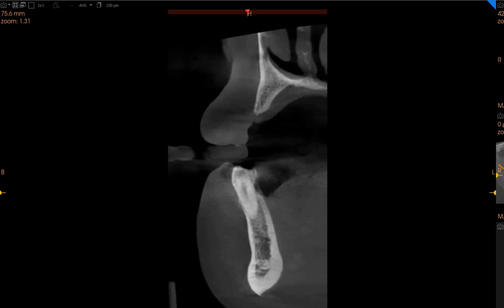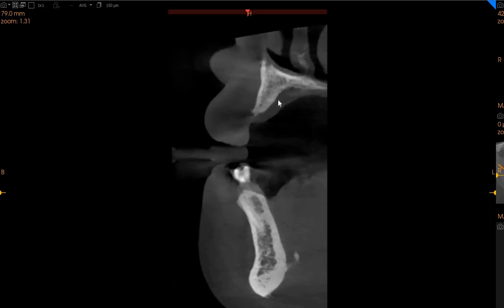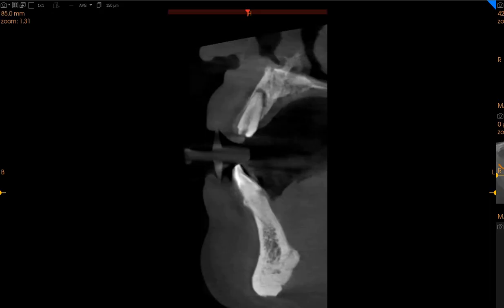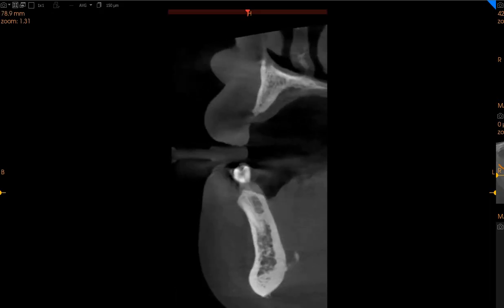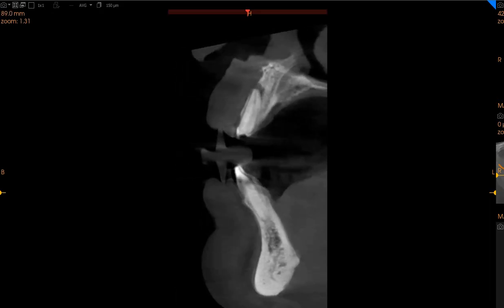And then moving to the region of the lateral incisor right here, we've got a very thin ridge, D2 quality bone, 3 millimeters of width with 12 millimeters of height. This is the central incisor. Sorry, this is the lateral incisor region. This was the canine region. My apologies. And then this is the lateral.